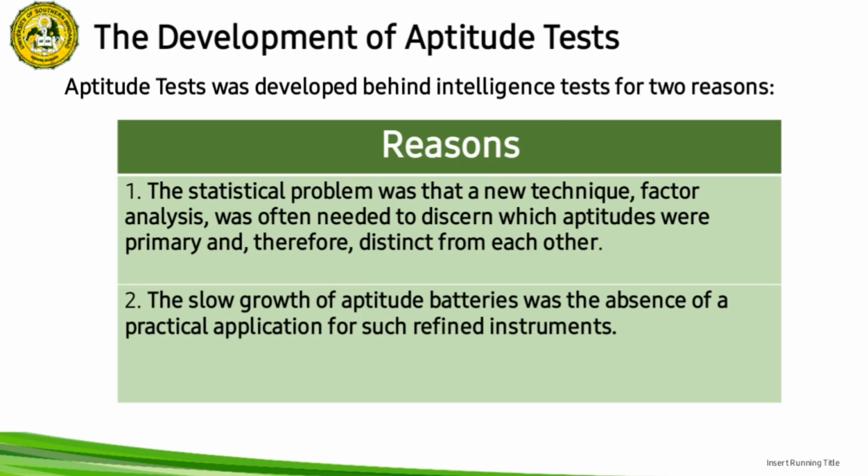And the second reason for the slow growth of aptitude batteries was the absence of a particular application for such refined instruments. It wasn't until World War II that there was a pressing need to pick persons who were highly qualified for extremely challenging and specific jobs. Pilots' job requirements, as well as those of flight engineers and navigators, were extremely precise and demanding. So a general estimate of intellectual ability, such as that provided by the group intelligence test used in World War I, was not sufficient to choose good candidates for flight school.